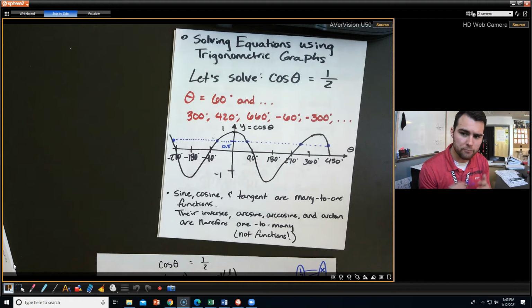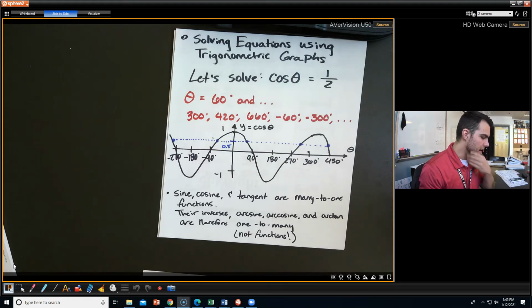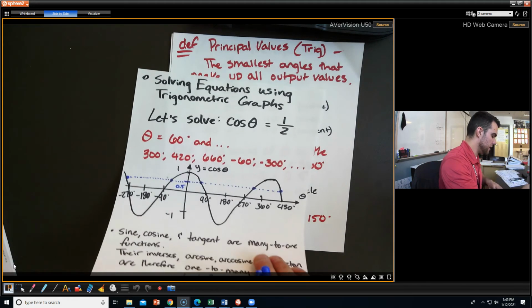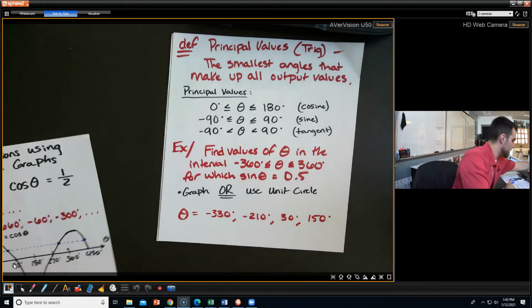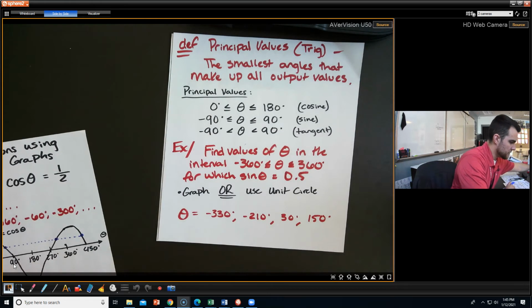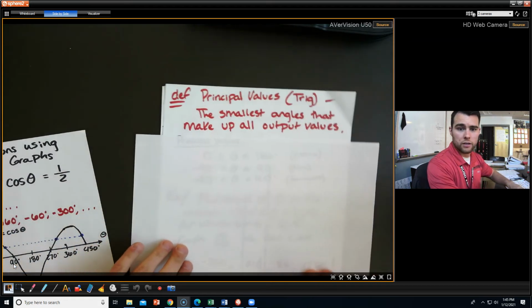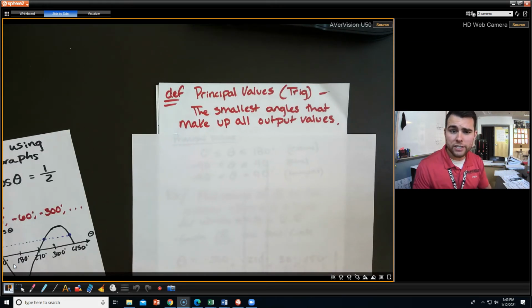It turns out, no biggie. There's something we can work around with that, and we're going to talk about that right now. This is where something called principal values is going to come in handy. Okay? Principal values. Principal values are the smallest angles that make up all the output values.